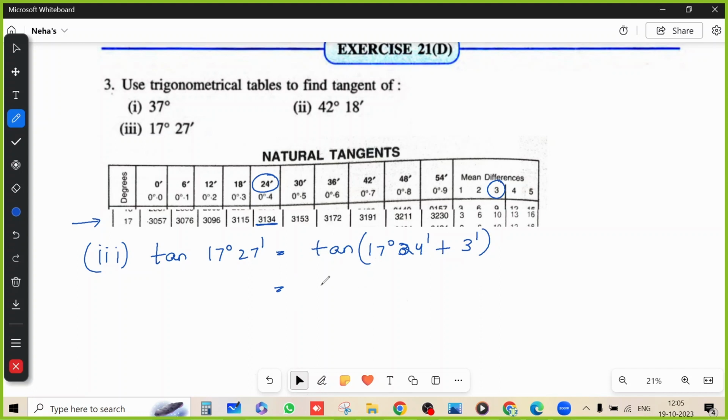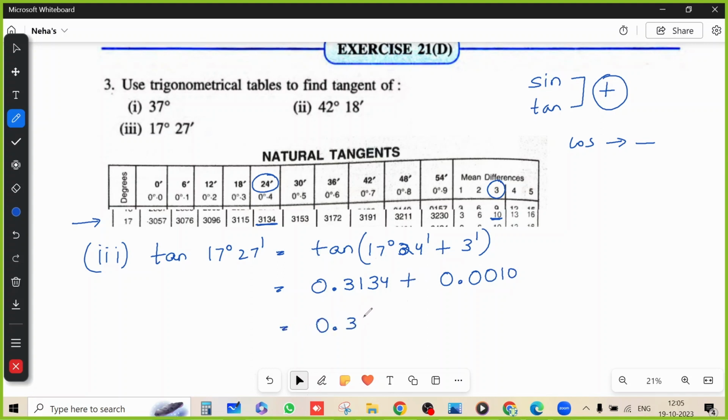The value given here will be written in 4 decimal places. This will be 0.313, and the value here is 10, which also will be written in the form of 4 decimals. So it will become 0.0010. So just like sine, the value of tan, that is the difference value of tan, is also added, and in cos the difference value is subtracted. We'll add it over here. This will become 0.314.